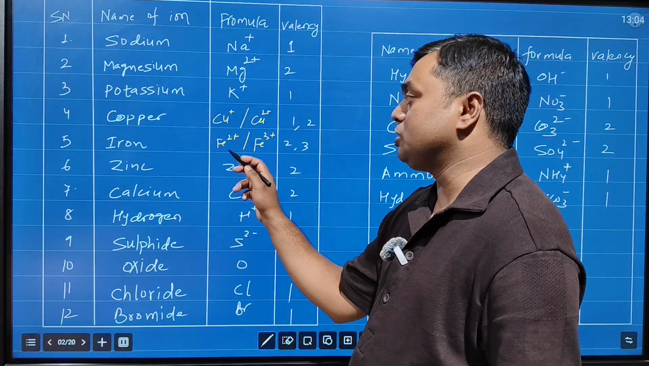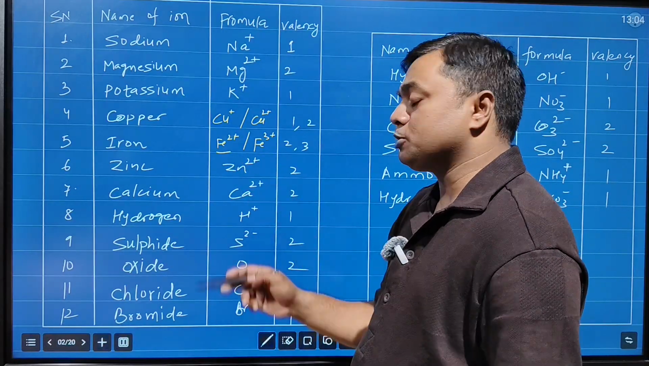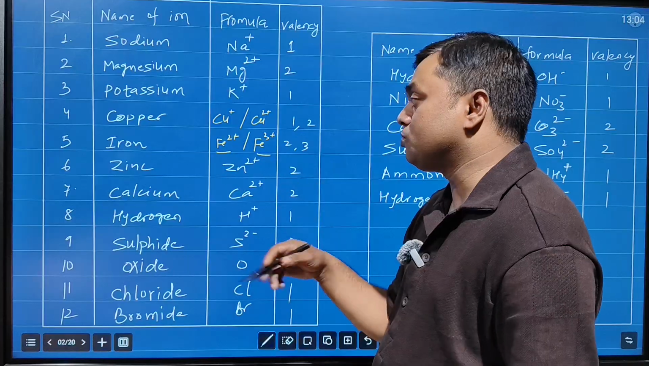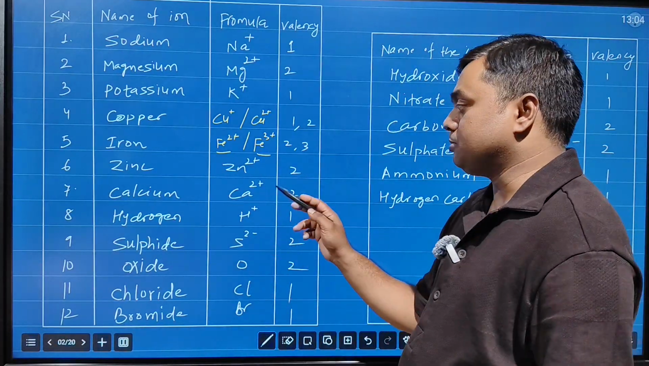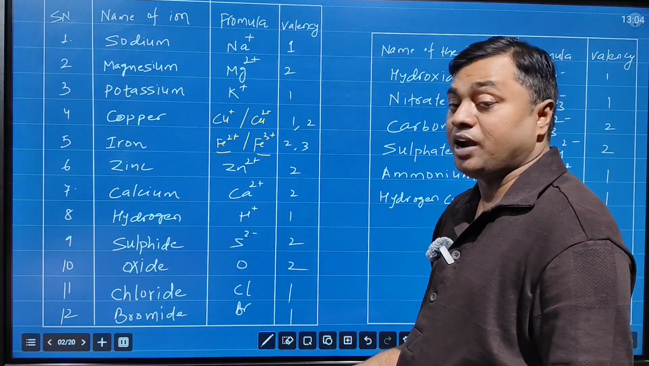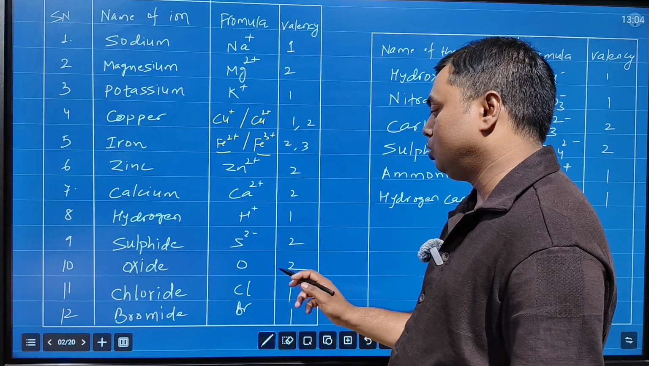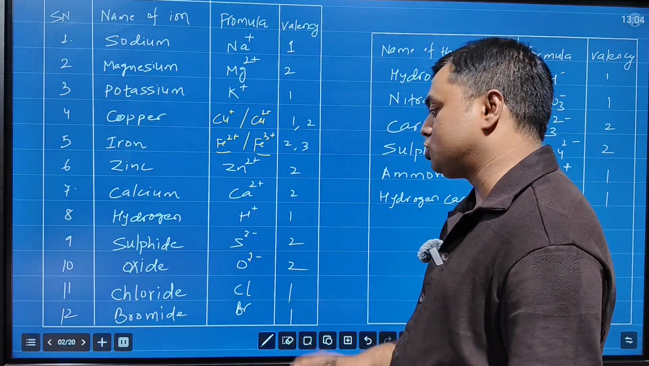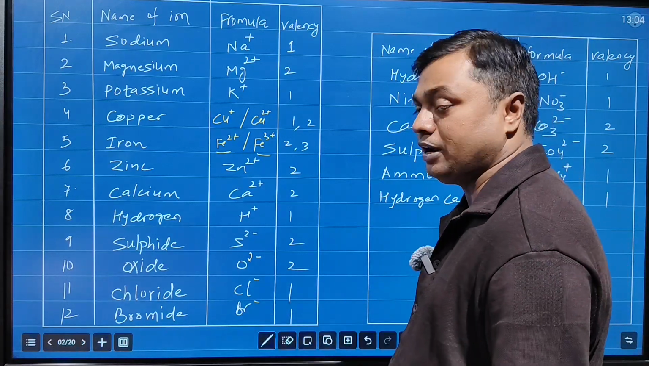Similarly, iron. The symbols are Fe2+ and Fe3+. Fe2+ means ferrous. Fe3+ means ferric. Similarly, zinc Zn2+, valency is 2. Calcium Ca2+, valency is 2. Hydrogen H+, valency is 1. Sulfide S2-, valency is 2. Oxide O2-, valency is 2. Chloride Cl-, valency is 1. Bromide Br-, valency is 1.